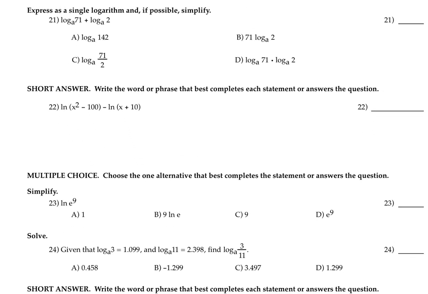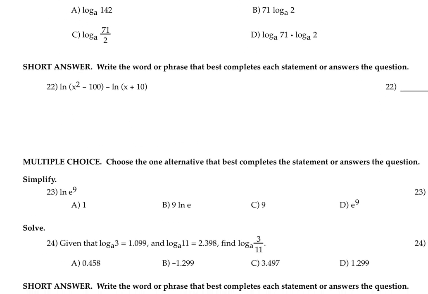Okay, 22. We had a couple problems like this. Because we have a minus sign in between the two logs, and it doesn't matter if it's log or ln, but we have a minus sign here. We're going to rewrite this as a single log, so we're going to go ln of x squared minus 100 over x plus 10. And a lot of times this is where we would stop. If we can't do anything else, this is where we would stop.